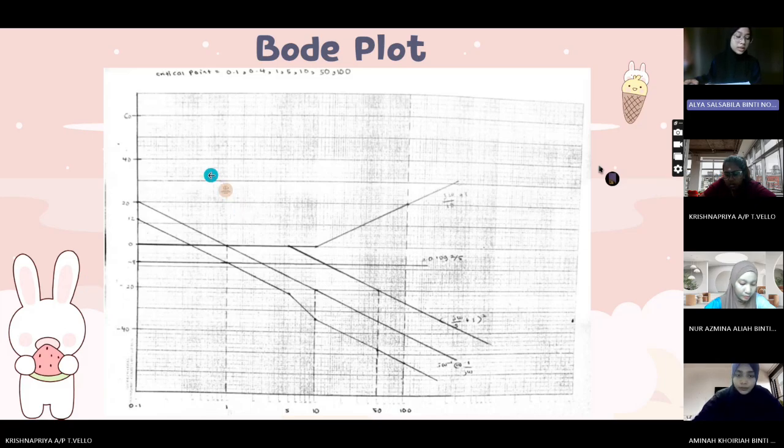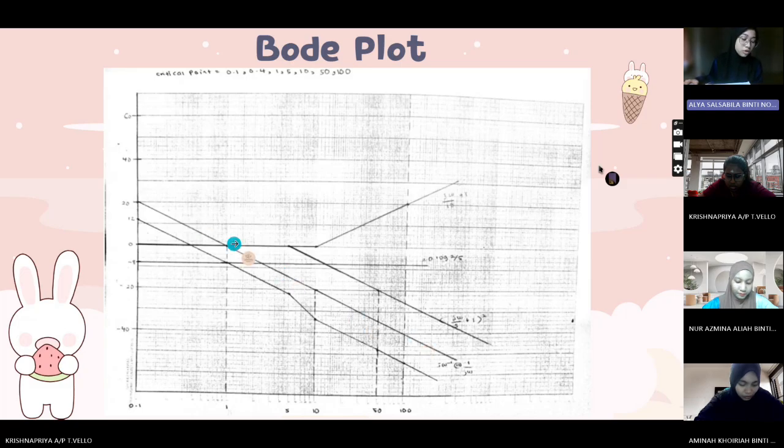Then we have 1 over j omega, which is a pole at origin. So we draw the pole at origin, which is here. We need to draw a straight line at negative 20 dB per decade. Don't forget to make sure the line crosses the 1 here because it's 1 over j omega. So this is the line for the pole at origin.